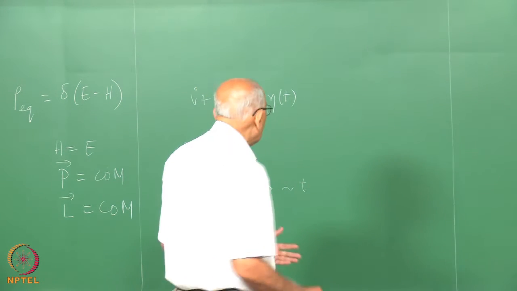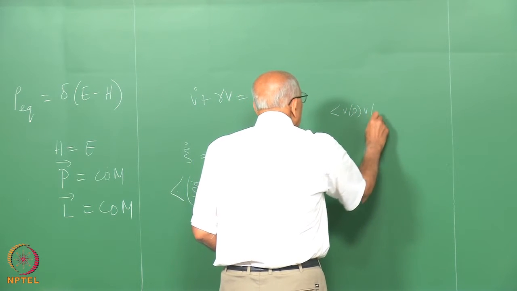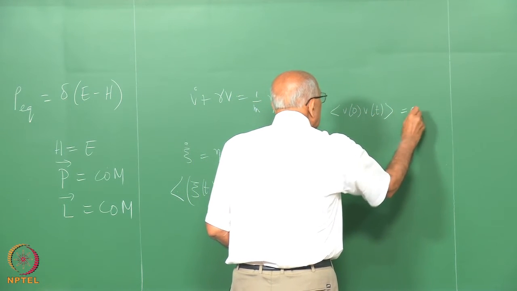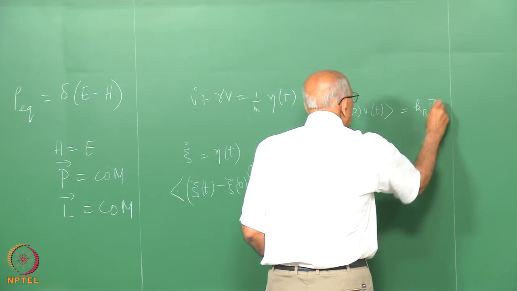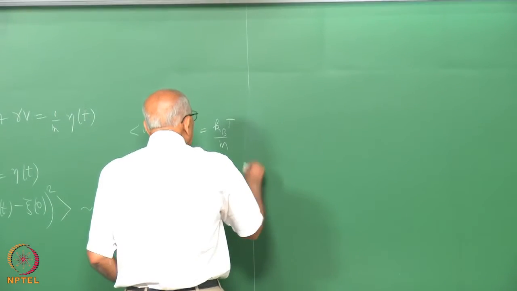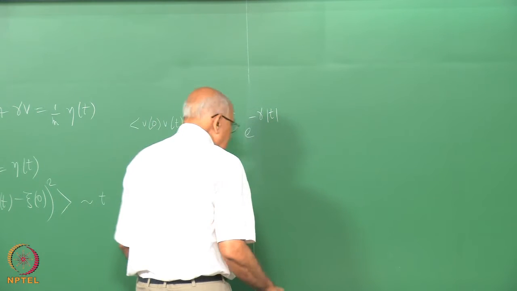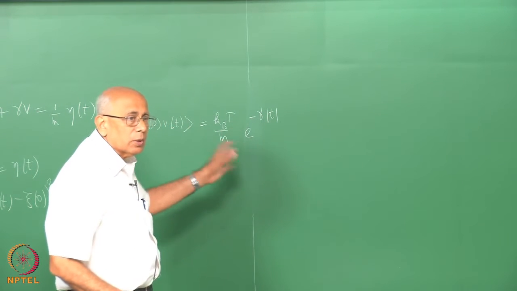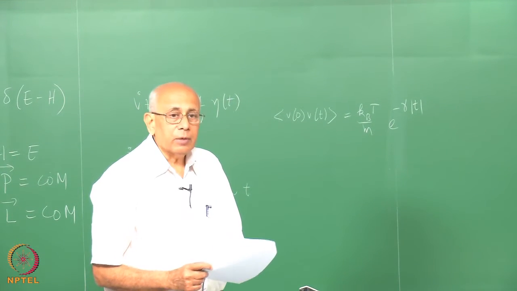We know that is true because we know that V of 0, V of t, this quantity we discovered was k Boltzmann T over m. That is the t equal to 0 value and it is multiplied by an exponential of minus gamma modulus t. So, the correlation drops off on both sides. So, indeed it is a decaying exponential function of mod t.